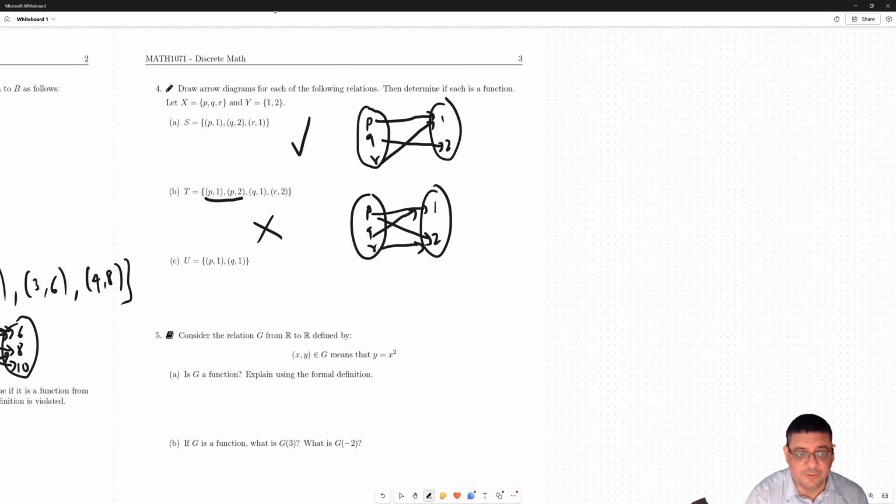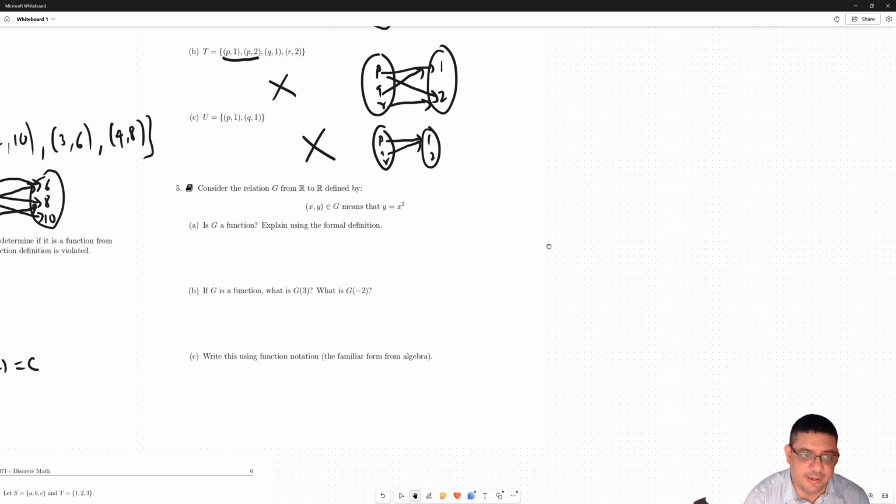Now, part C, this is P, Q, R, and then we have 1, 2. We send P to 1, we send Q to 1, and the big problem here is that R doesn't have an image. So this is not a function. That's exactly the problem in here.